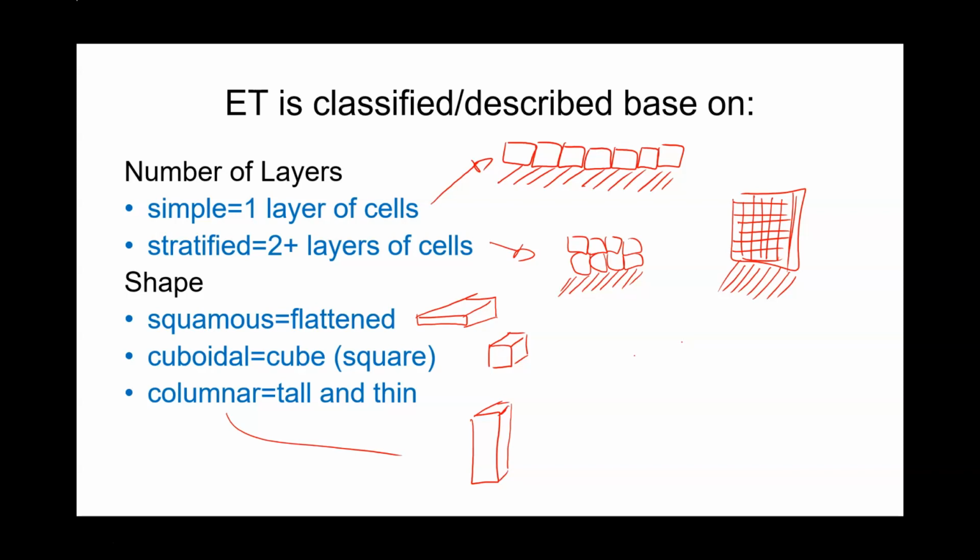And so in the naming of an epithelial tissue, the name will typically include the word simple or the word stratified to indicate the number of layers, and the term squamous, cuboidal, or columnar to indicate the shape of some of the cells.